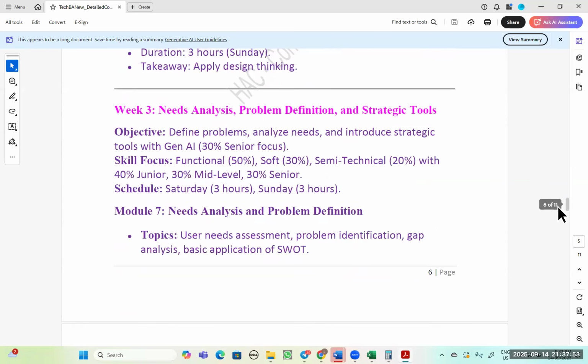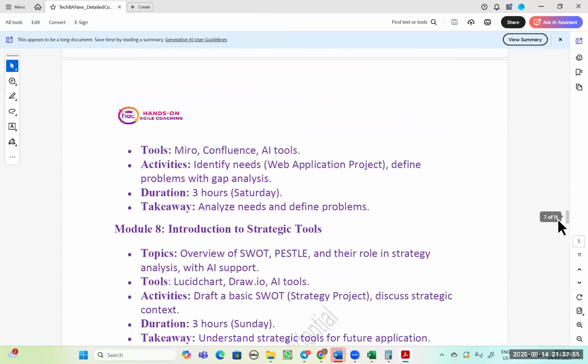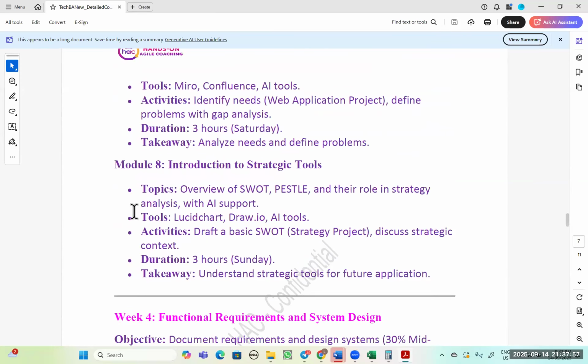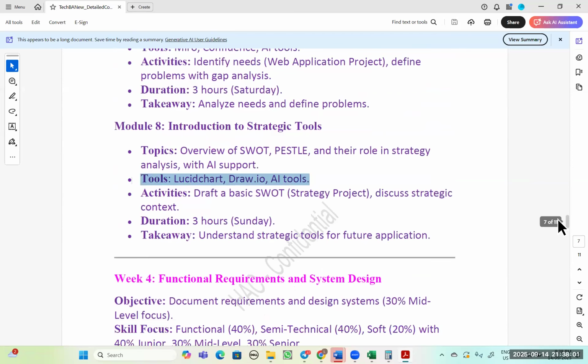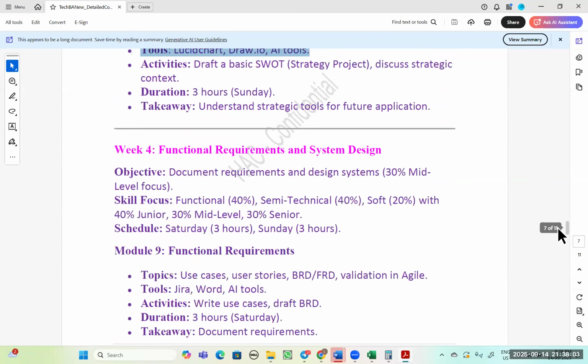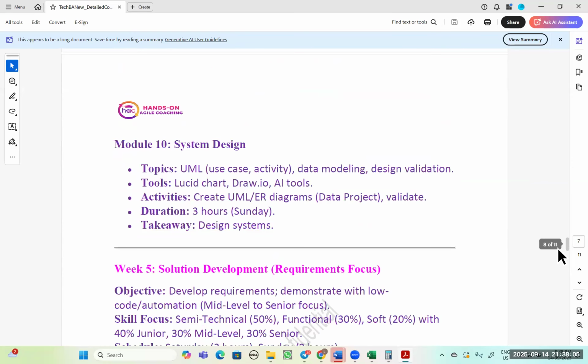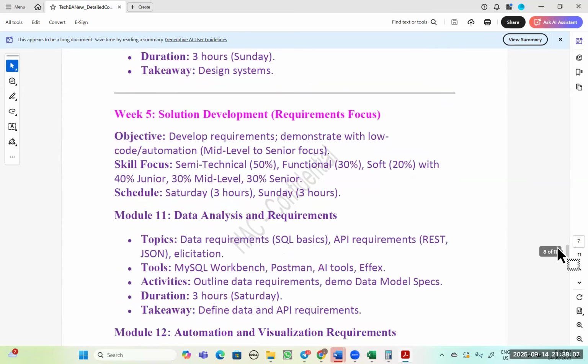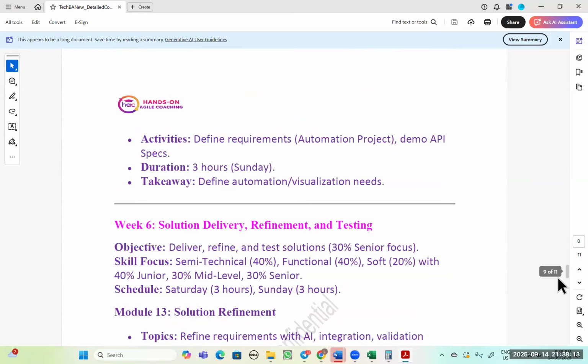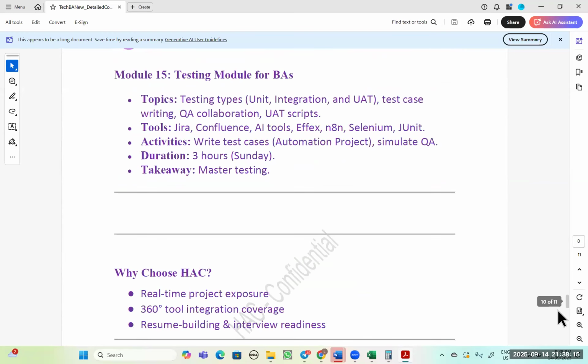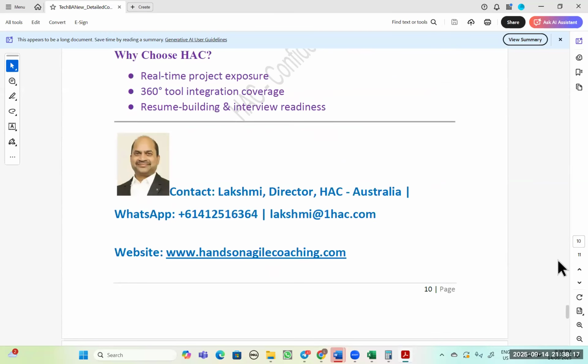Week three, analysis. What are the different kinds of tools we are going to use? Each and every activity has a practical hands-on component: functional requirements, solution development. So you are going to understand the tools: Workbench, Postman, AI tools, FX, delivery, capstone project, whatnot.